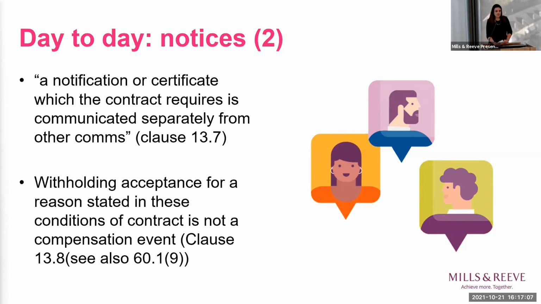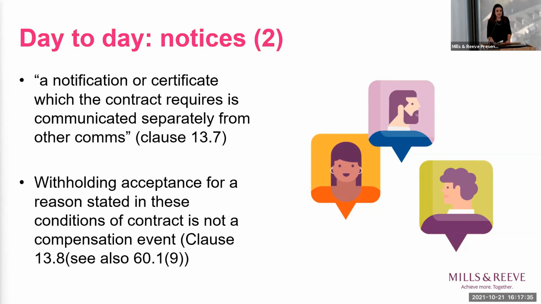A couple of quirky points towards the end of clause 13. If the contract requires a notification or a certificate, it has to be communicated separately from other communications under the contract. I think it's probably quite tricky to know whether it's required or not. So probably the easiest thing to do is just to keep all your communications to separate emails, assuming that's the method that you've chosen to communicate.